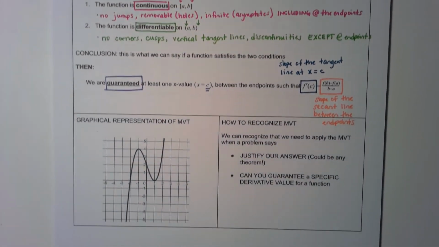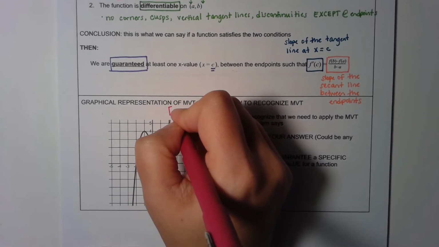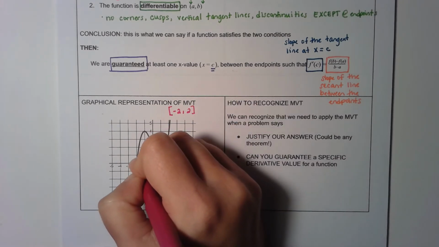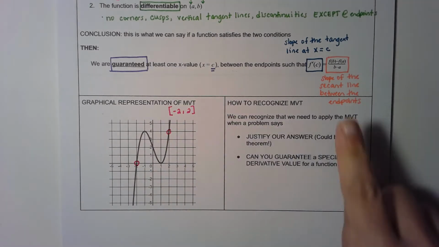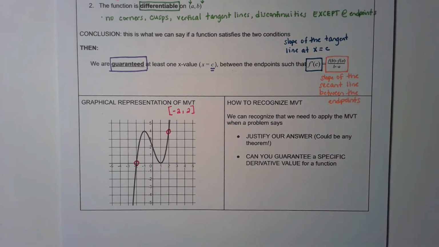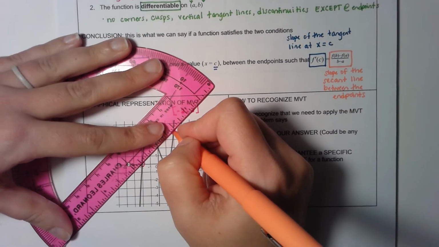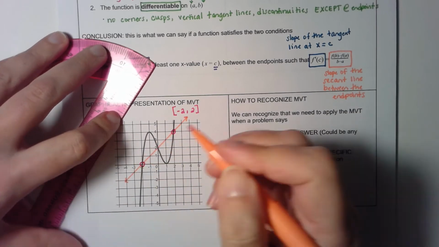Here's what that means visually. So let's choose two endpoints. In this case, I'm going to choose negative 2 and positive 2. So let's say that my interval goes from negative 2 to positive 2. That's going to be from here to here. The f of b minus f of a over b minus a is the slope of the secant line. So we're talking about the line that cuts through the graph and connects those points.